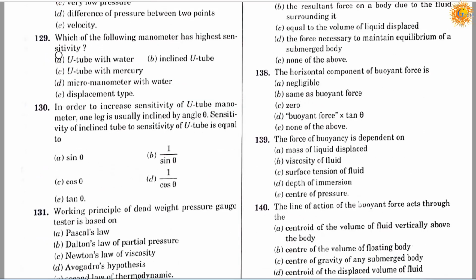Question number 129. Which of the following manometers has the highest sensitivity? Option A is U-tube with water, option B is inclined U-tube, option C is U-tube with mercury, option D is a micromanometer with water, and option E is a displacement type. So the correct answer is D. It will be the micromanometer with water.